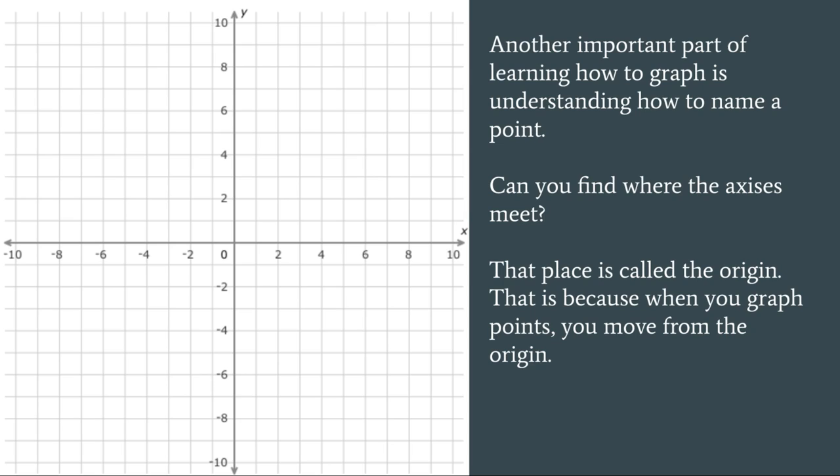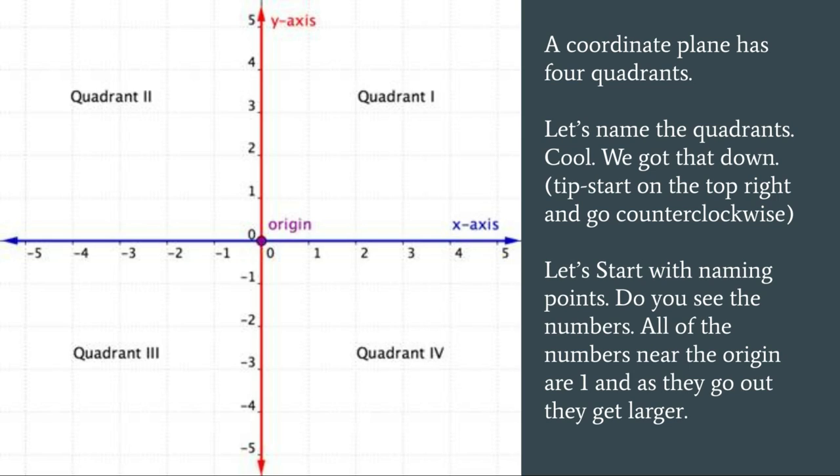Another important part of learning how to graph is learning how to name a point. Can you find where the axes meet? See these two lines meet right here? That place is called the origin. This is because when you graph points, you always move from the origin. Keep that in mind. A coordinate plane has 4 quadrants.